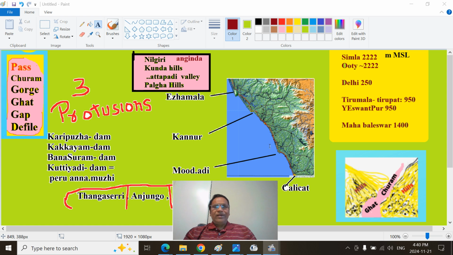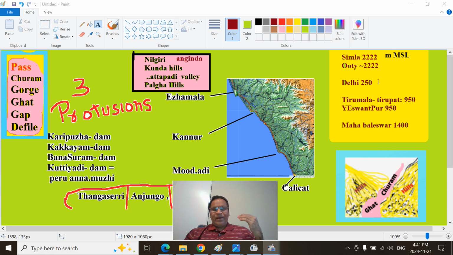And I will be mentioning the distances, heights, elevations, mean sea level, so here I am showing you a broader idea. I have just rounded it up so that it is easier for you to remember. Maybe 5-10 meters may not matter that much. Simla, that is the capital of Himachal Pradesh, is around 2200 meters mean sea level. Udagamandalam is more or less the same, Ooty or Udagamandalam in Nilgiri district.